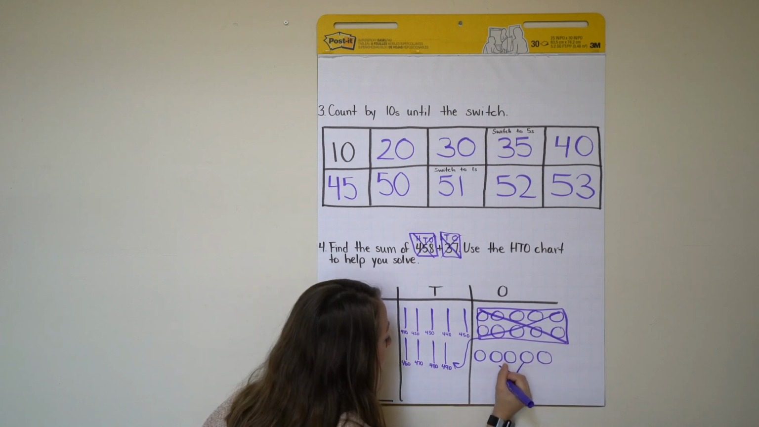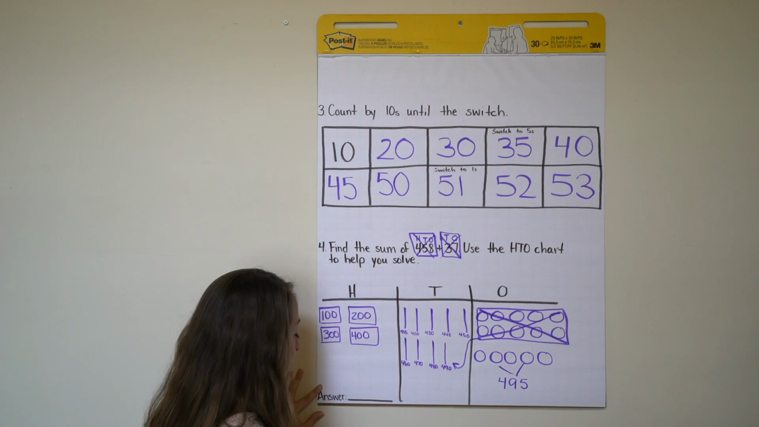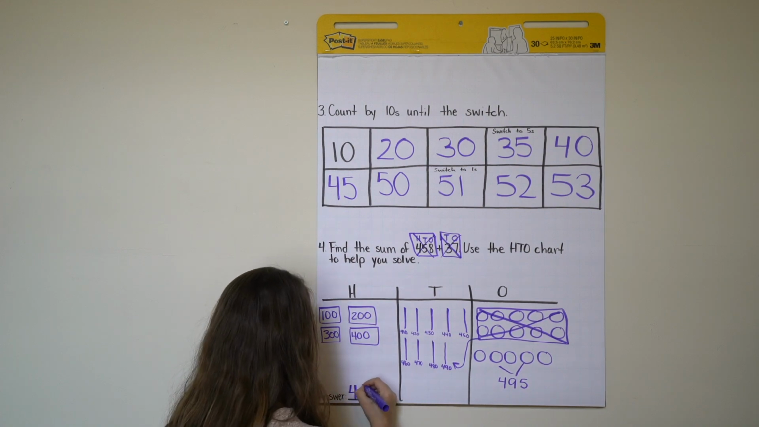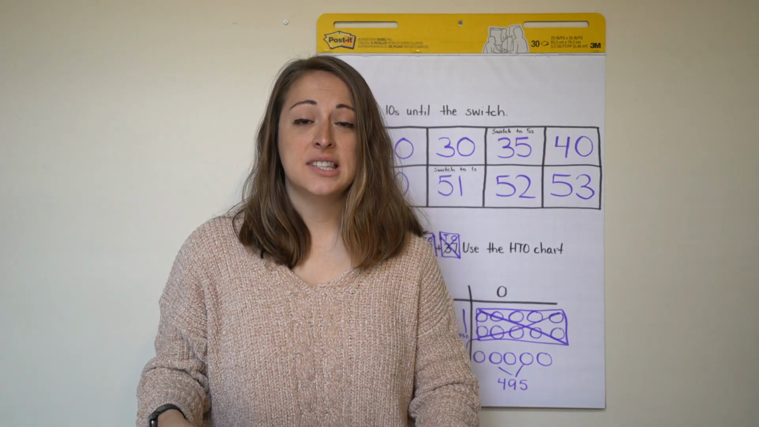So now we have 495. You can write your answer here. Now we're finished. Okay, now it's time to write your exit ticket problem.